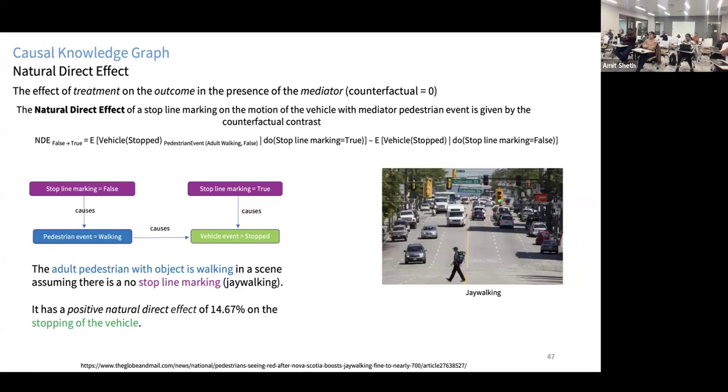Then another question that we can answer is, what if there's a pedestrian, a jaywalking scenario, which typically happens time and again to us. We can answer this question using the natural direct effect and querying the causal knowledge graph in this domain. It tells us that if there's an adult pedestrian with an object, which could be a backpack or a stroller, in a scene, assuming there is no stop line marking, it would have a positive effect of 14.67% on the stopping of the vehicle in these scenarios.